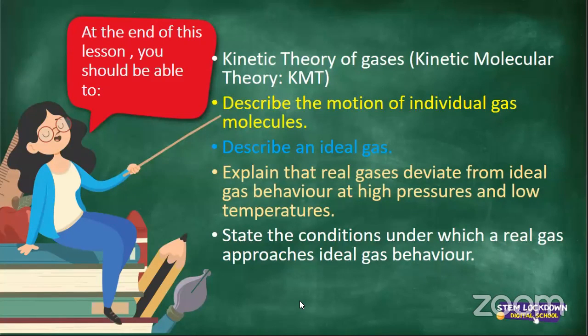So at the end of this lesson, you should be able to understand the kinetic theory of gases or kinetic molecular theory, describe the motion of an individual gas molecule, describe an ideal gas, and explain that a real gas will deviate from ideal gas behavior at higher pressure and lower temperatures. And then state the conditions under which a real gas approaches ideal behavior.